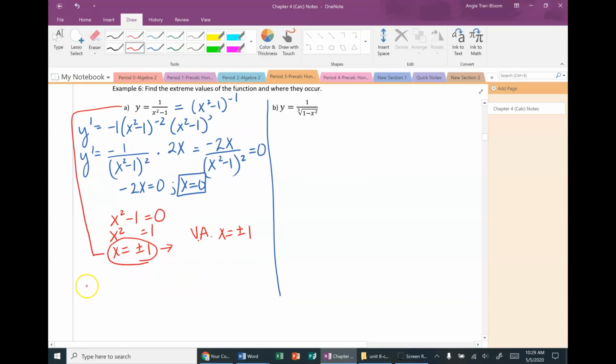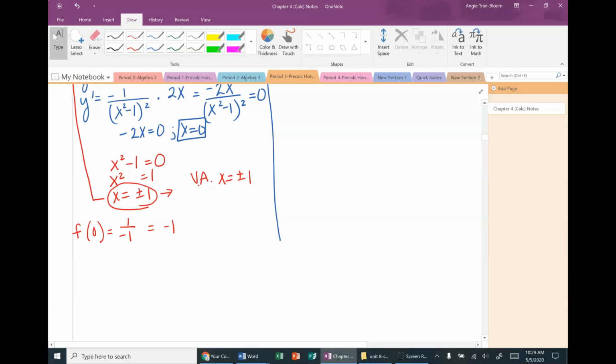So currently we only have one critical point. So f of 0, when we plug in f of 0, it's going to be 1 over negative 1, which is going to give us negative 1. Well, when you draw your number line with one point, it is very difficult to see whether that's a max or min. So what you want to do is find the end behavior, f of negative 100. Remember, I'm using negative 100 all the time just because for me it's easier. You don't have to, you can use negative 1000.